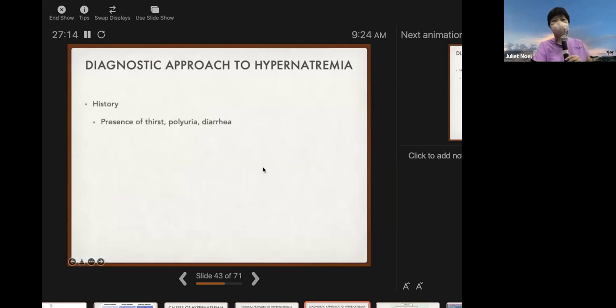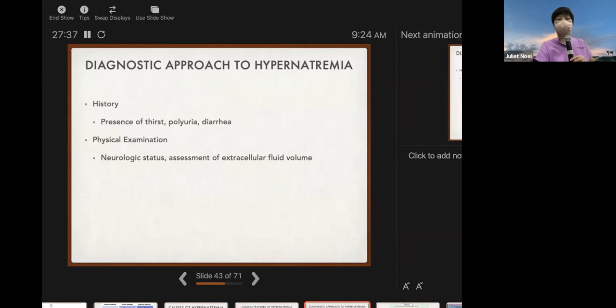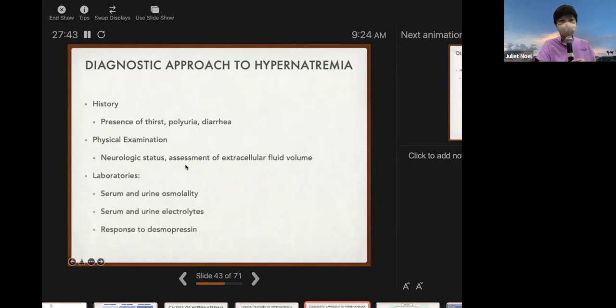So for the diagnostic approach, you get the history: you ask if the patient is always thirsty, if there's polyuria, if there's diarrhea, and how much volume. Then on examination, you look at the neurologic status. CNS examination is very important. You also assess the fluid status and look for signs of dehydration. Then for laboratory, you get the serum and urine osmolality, serum and urine electrolytes, and the response to desmopressin.